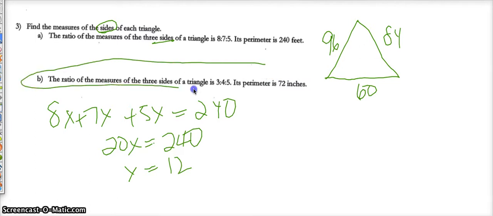This one is yours. You guys take that one on. We're saying the lengths of the sides of a triangle are 3 to 4 to 5, and your perimeter is 72. Again, I'll be expecting that from you. Okay, on to the next one.